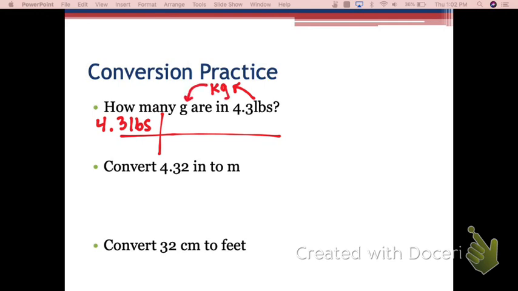I would agree. The other way I could go is pounds to ounces and ounces to grams, if you wanted to. Don't you have the conversion on your sheet between ounces and grams? But the problem is you would have to know how many ounces are in a pound. Do you know that? 16. Yep. Okay, so you can go either path. I'm going to walk this one. Pounds to kilograms. Kilograms to grams.